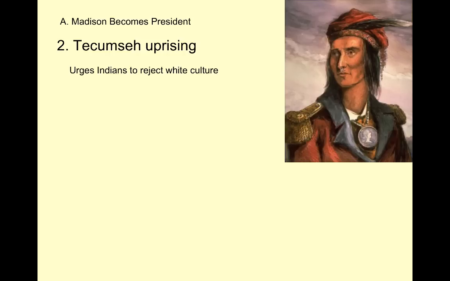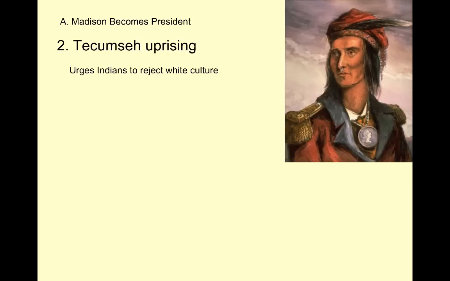We have this Native American here. We see his name is Tecumseh. He and his brother, the Prophet, go around to all of these different Native American tribes in the Ohio River Valley, and they convince them to put aside their tribal differences and join together in a pan-Indian alliance to reject white culture and unite together to try to stop white Americans from settling into their area. They figure we can only do this if we're together.